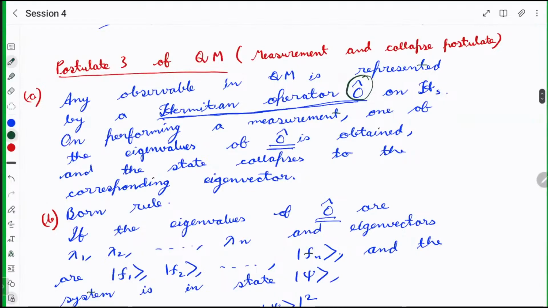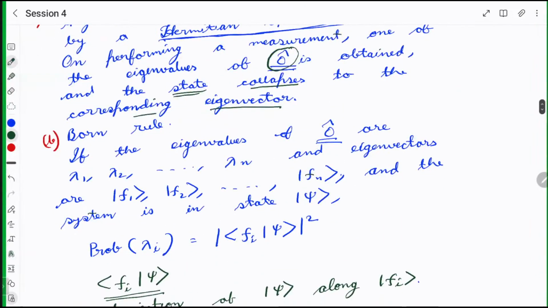Now, it says that on performing a measurement, one of the eigenvalues of this operator O will be obtained. And suppose you have got a certain eigenvalue, and then after the measurement, the state will collapse to the corresponding eigenvector. Now, with what probability will we get a certain eigenvalue? That was given by Born rule.